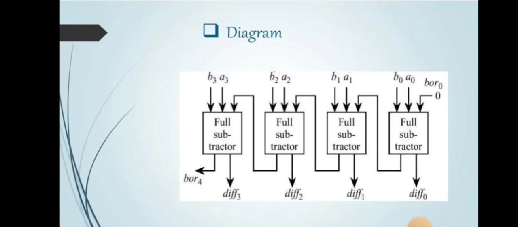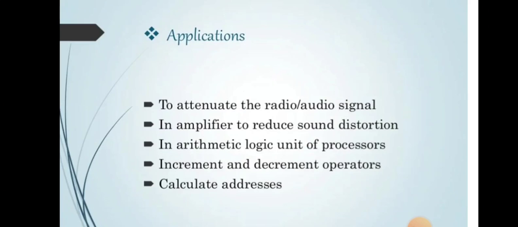Okay, so this is all about the subtractors, in which we have studied 3 types of subtractor: half subtractor, full subtractor, and then 4-bit parallel cascading subtractor. Now the applications. First application is to attenuate the radio or audio signals, in amplifier to reduce sound distortion, in arithmetic logic unit processors, increment and decrement operators, and to calculate the addresses. These are the applications of the full subtractor.